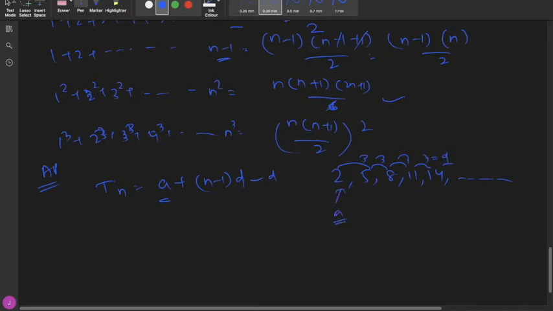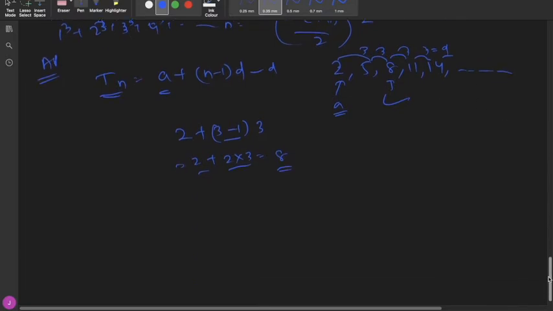What is a? a is called the first term. n is the term number you are going to find out. If I ask you what is the third term of this AP, what should you do? The first term is 2 plus n minus 1, where n is the third term you want to find out, into d, and d is 3 because the common difference between each term is 3. So how much will I be getting? 2 plus 3 minus 1 is 2, into 3. So I will be getting 2 plus 2 into 3, which is 6, plus 2, I will be getting 8. So these are some of the formulas you have to remember.